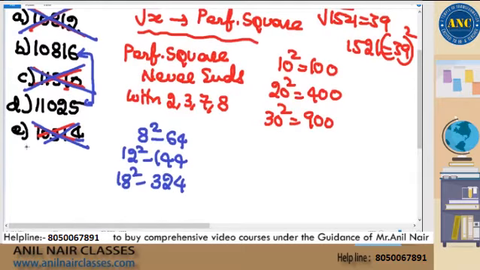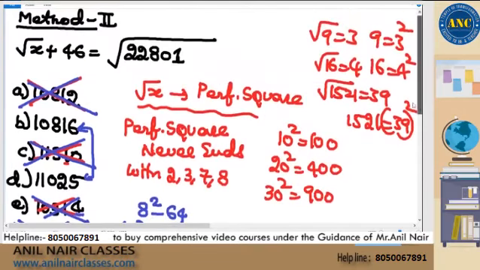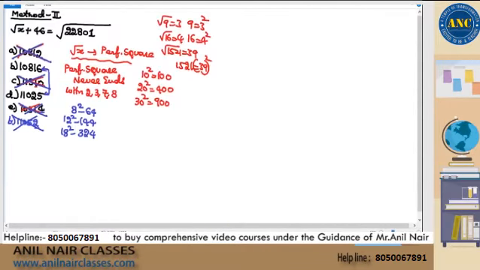Suppose if more than one answer option has the same digital sum, suppose if the option is 11052, this also is eliminated, because a perfect square never ends with 2, 3, 7 or 8.